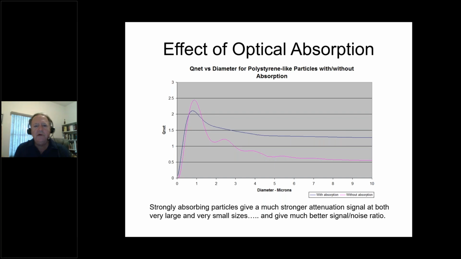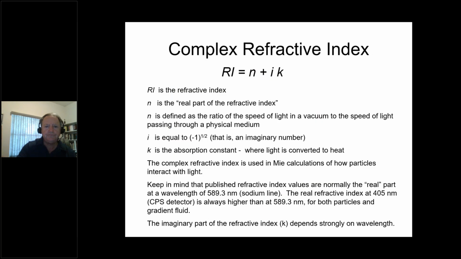If the particle has optical absorbance, that is, if it can also absorb and turn some of the light into heat, it completely changes the way that the Qnet functions. You see the dark blue line in this graphic is very different from the original polystyrene scattering curve. And of course, the calculation is done using a complex refractive index.